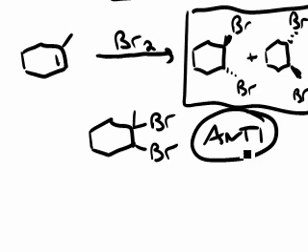How do we know that this is an anti-addition? Once again, don't memorize it. Understand the mechanism of addition of bromine across an alkene, and then you will understand why it needs to be an anti-addition.